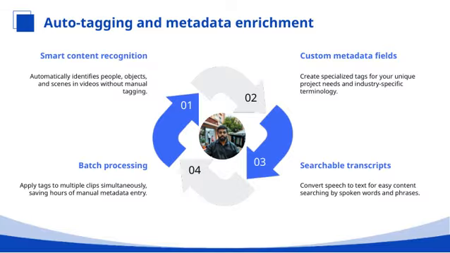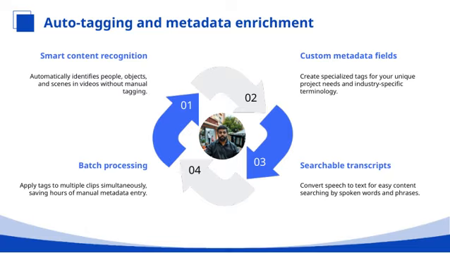Now, let's explore how auto-tagging and metadata enrichment can really streamline your video workflows. First up, smart content recognition. This technology automatically identifies people, objects, and scenes within your videos, which means you don't have to spend time manually tagging everything. It's like having an extra set of eyes that work instantly and accurately.